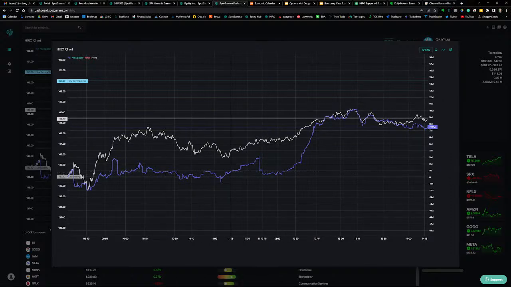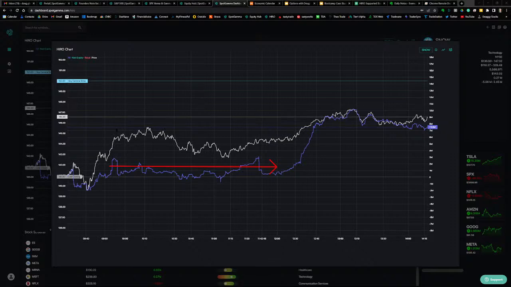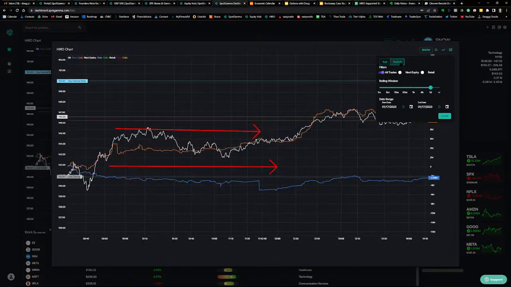So traders were not doing much until about 12:30, 12 o'clock. Price leveled off. And as they started buying calls again, that's when price started to increase.